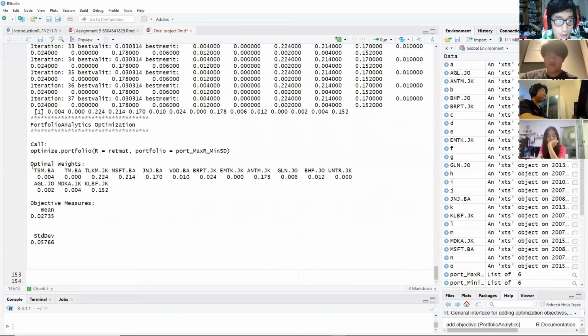And here we get all of the results. Each weight tells the proportion of investment in each stock of our portfolio, and mean refers to the return of our portfolio, which is about 2%. The standard deviation tells us that if you invest in this proportion, you will have a 5% risk in this portfolio.